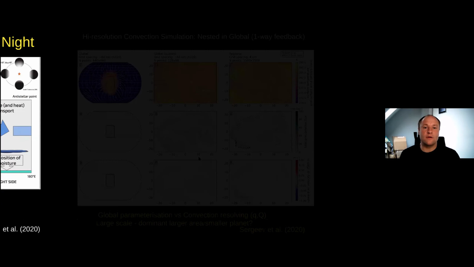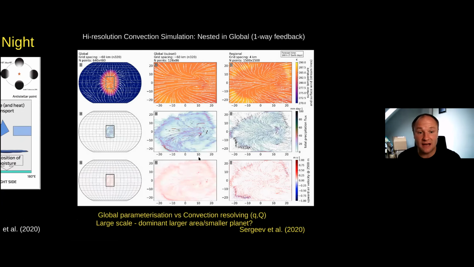Now, what we know is that convection in simulations is parameterized. You can parameterize it very well for Earth because we can observe how high the troposphere is and things like this.